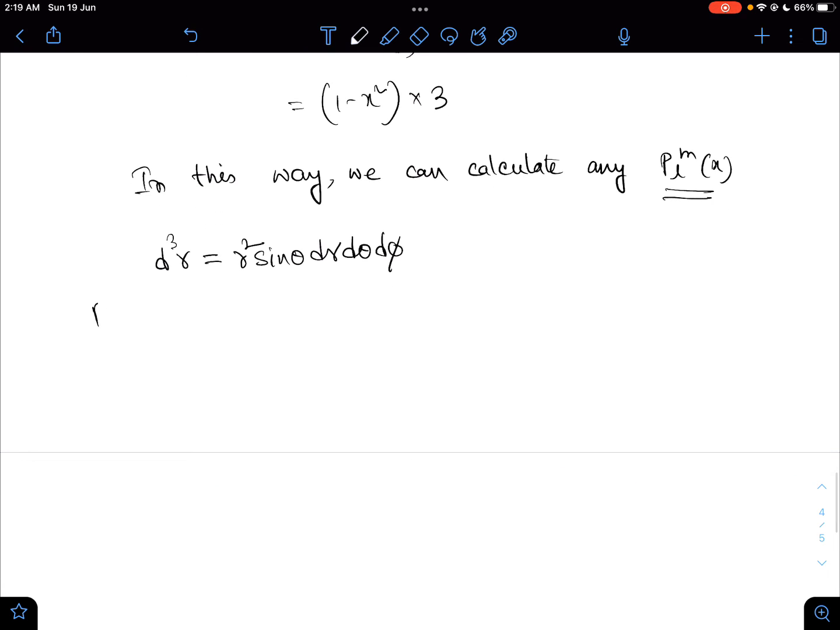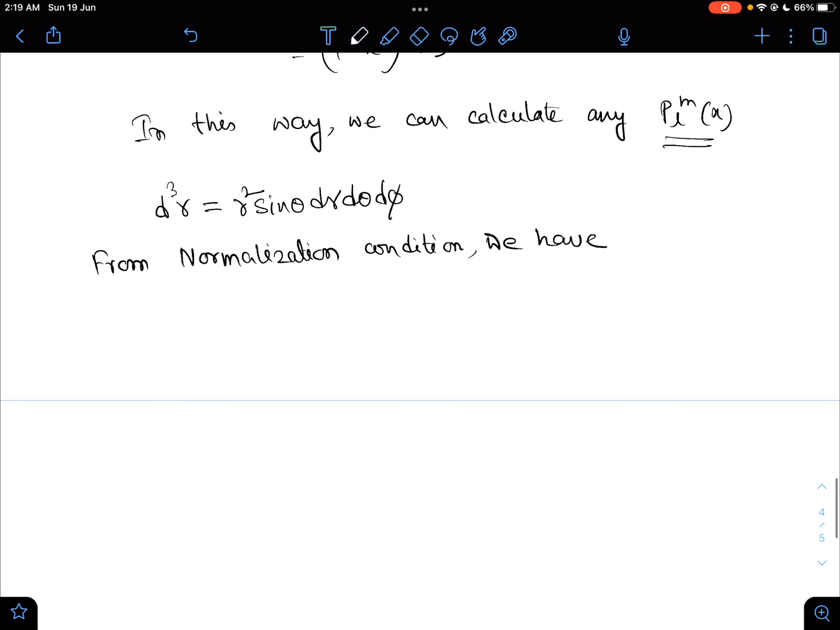So from the normalization condition, we have our wave function, and we have our dτ, which is r² sinθ dr dθ dφ.